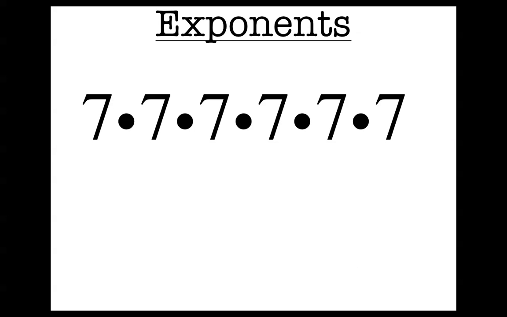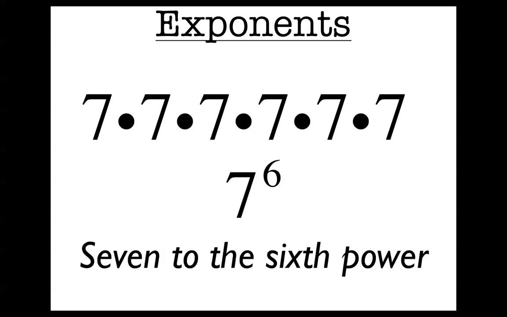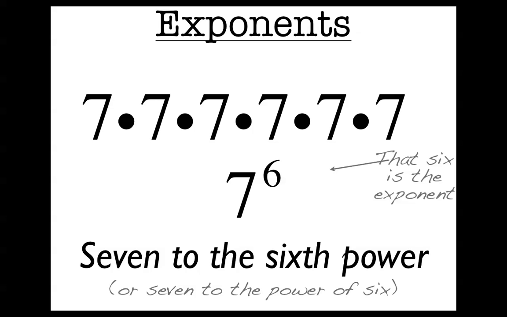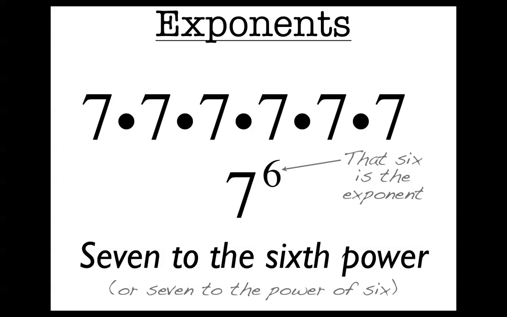So, what if you had 7 times 7 times 7 times 7 times 7 times 7? Well, exponents make that much simpler to write. Since there's 6 7s up there, we're going to write it as 7 to the 6th power. Or you could call it 7 to the power of 6. That little 6 that's kind of floating above and to the right of the 7, that's the exponent.